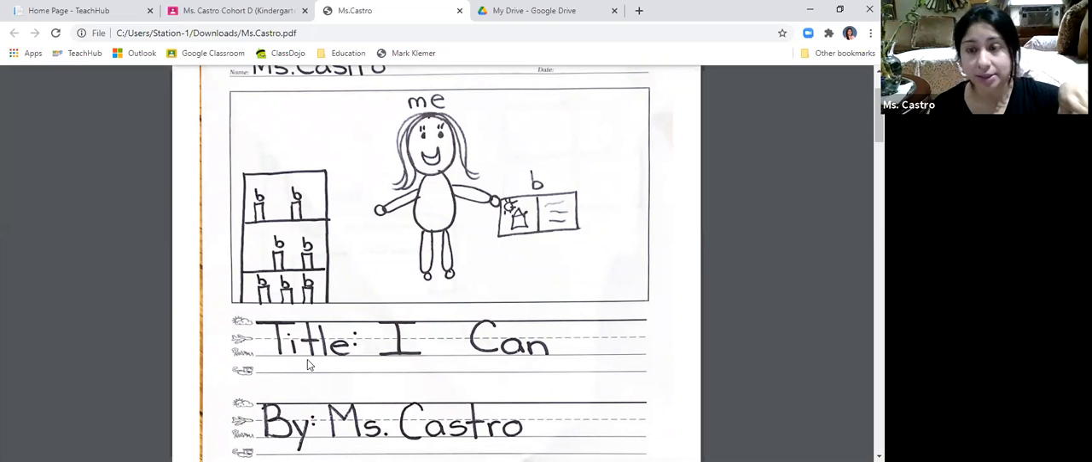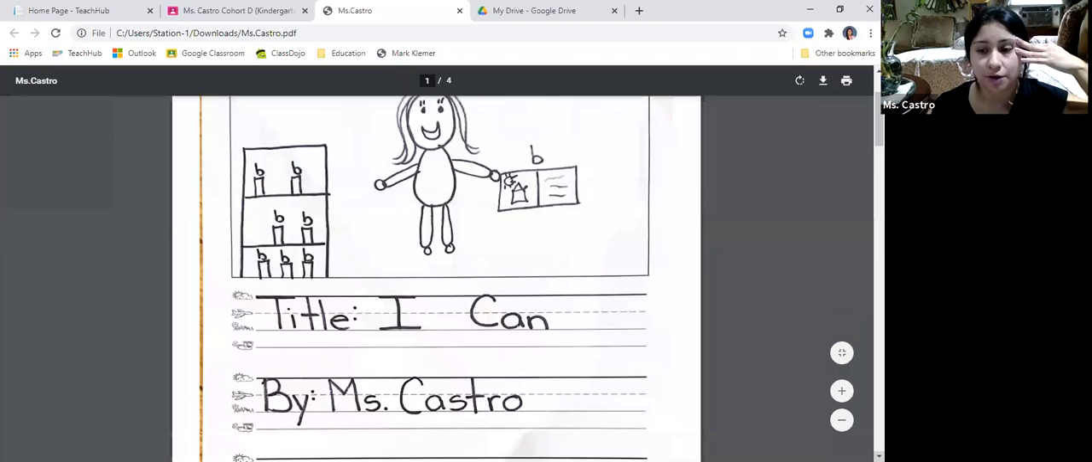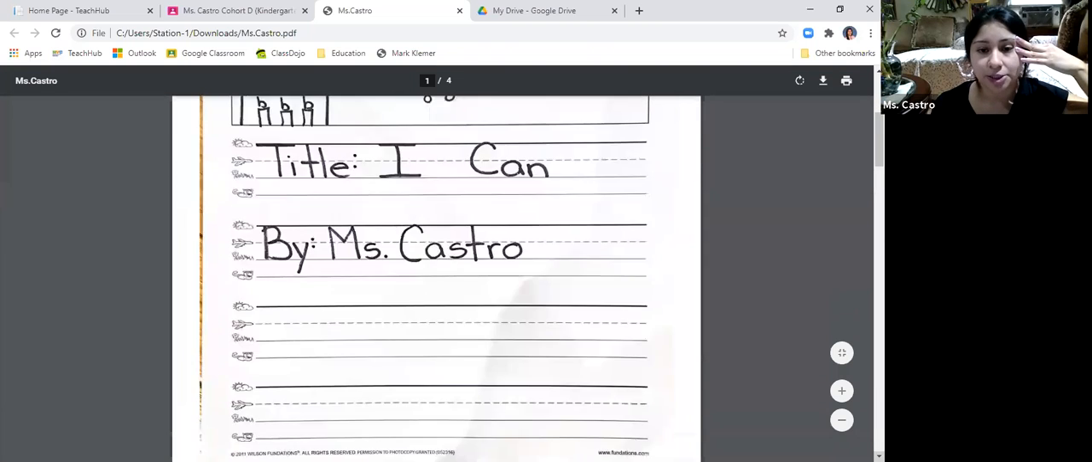So on the lines, I'm writing the title, which is I Can. And right underneath it, I'm explaining who is writing and illustrating this pattern book, which is me. That's why I write by Miss Castro. But you boys and girls are going to put your first and last name. Okay. So that's the first page. That's the cover.